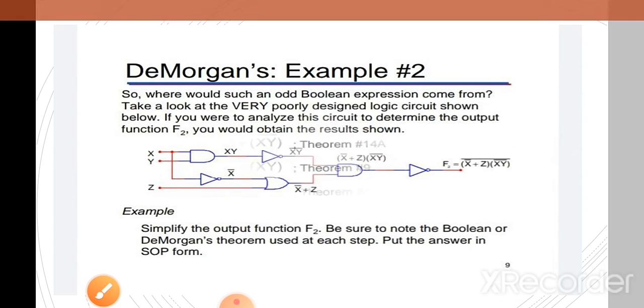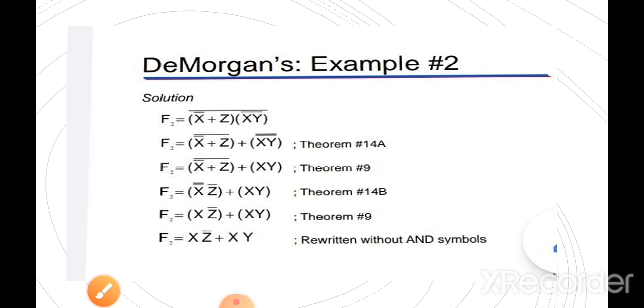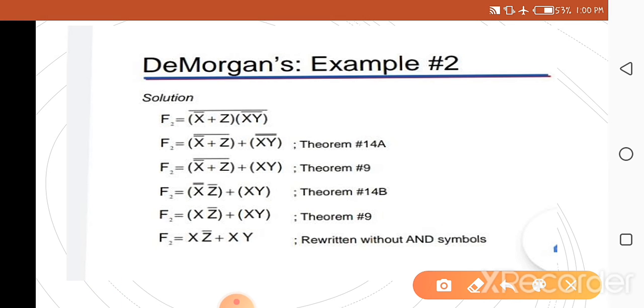In the next slide we see the question: f2 is equal to the bracket x bar plus z closed, times a new bracket xy bar closed, and the whole thing barred. So again break the line and change the sign. The dot operator is converted into the plus operator, and then after that, performing each algebraic step in this question and solving it, we obtain this output.